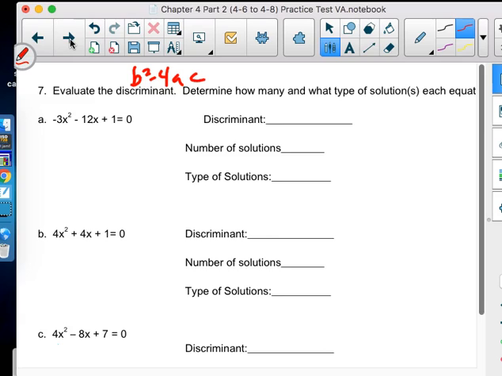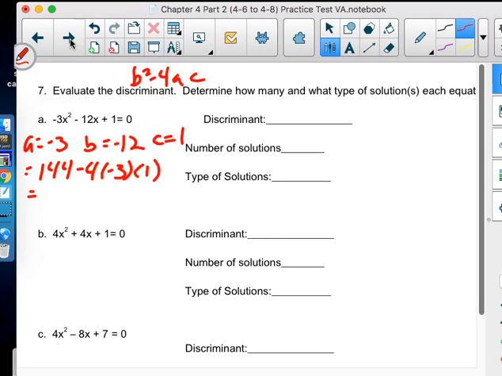Oh, well, that came from the quadratic formula. So we're going to start the same way. We're going to make sure it equals 0, and we're going to write down a, b, and c. And then we'll just put it in b squared minus 4ac and see what we get. Let's see, negative 12 squared is 144 minus 4 times negative 3 times 1.